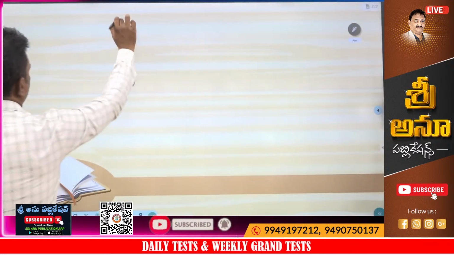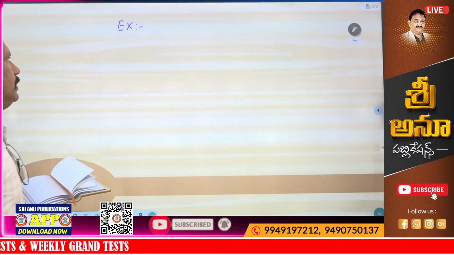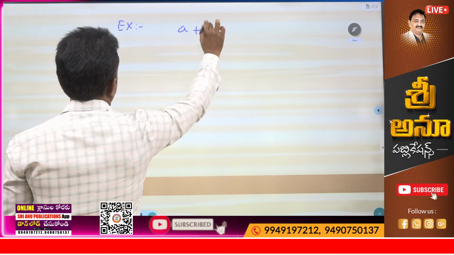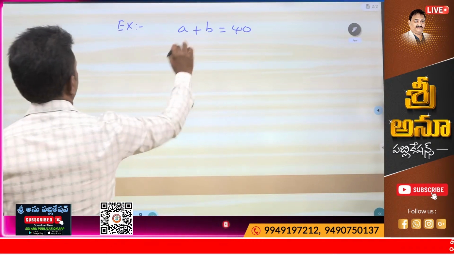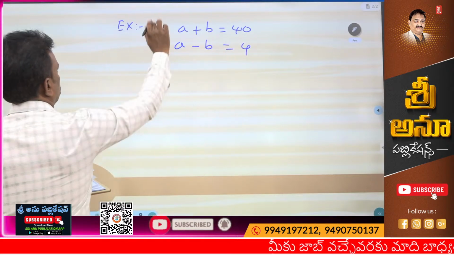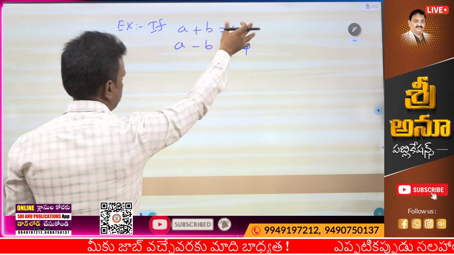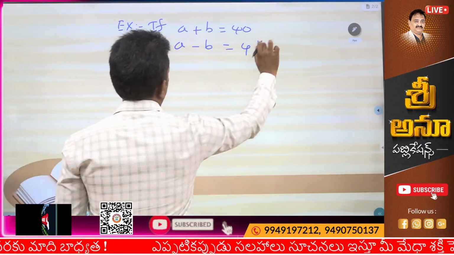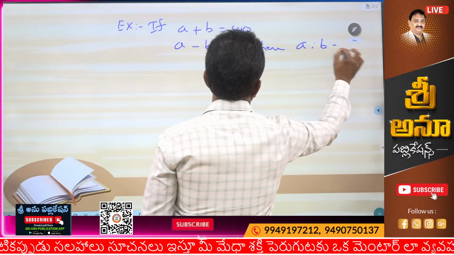So next example. Sum of any two numbers is 40 and difference of the same numbers is 4. Then just write, if A plus B, the sum of any two numbers, is 40 and difference of the same numbers is 4, then what is the simplest ratio between the numbers A is to B?